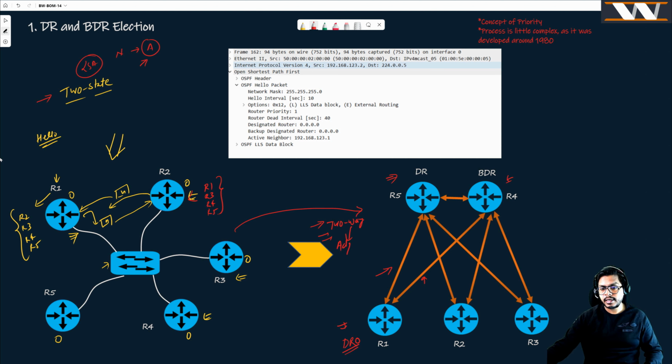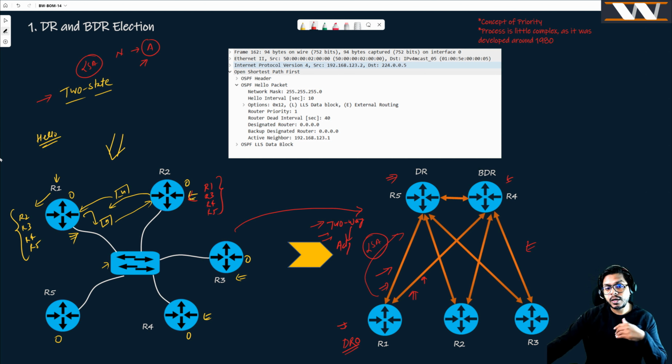So if you consider the DR others and DR, what is happening? DR others are going to make adjacency with the DR and BDR. It is as simple as that. What you are seeing in orange color here are the adjacencies, right? And over this adjacency, you are sharing your routing information, or LSAs. It is as simple as that, right?